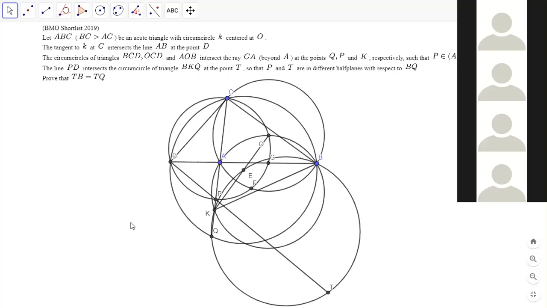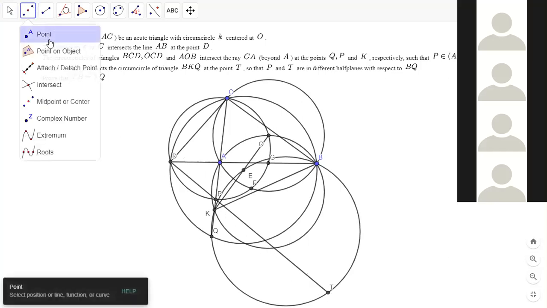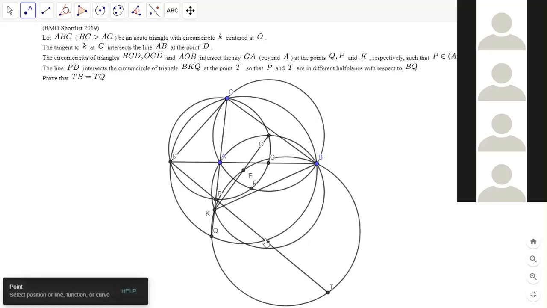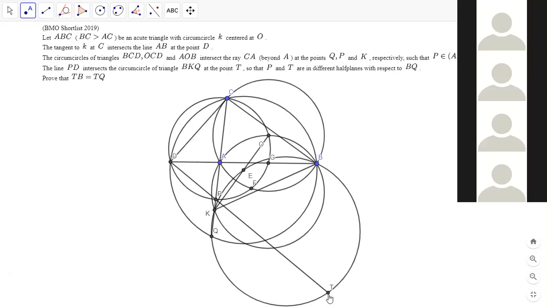Oh, because it's the median of one, then it's a symmedian of the other. And so if you let that line cut the circle at point T, this T, then TQ and TB will be the tangents.